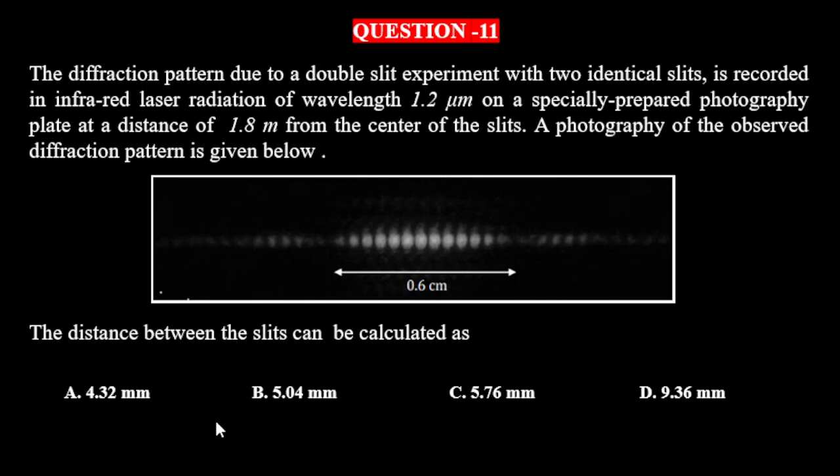In this question it is written that the diffraction pattern due to a double slit experiment with two identical slits is recorded using infrared laser radiation of wavelength 1.2 micrometer on a specially prepared photography plate at a distance of 1.8 meter from the center of the slits. The photograph of the observed diffraction pattern is given below. So this is the photograph of the observed diffraction pattern. Now what we have to calculate here is the distance between the slits.